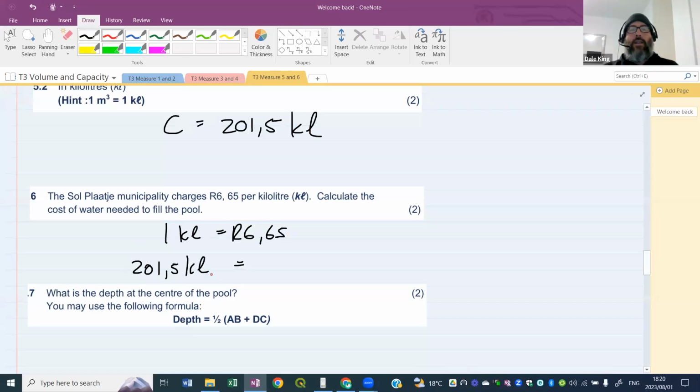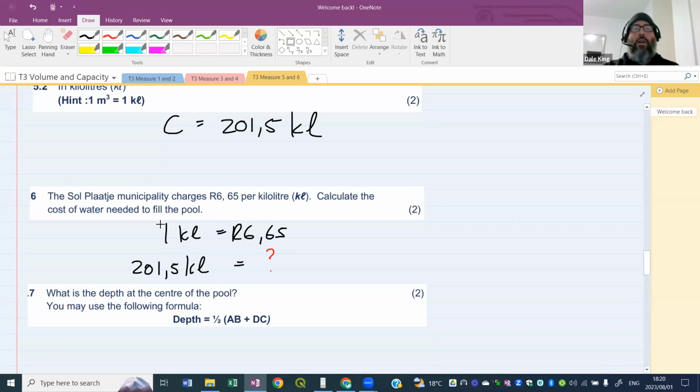Then on the other side, I put a question mark. So therefore, 201.5 divided by 1 kiloliter times 6.65 gives you 1,339.98. Absolutely. All right. So this is a very good way to work with numbers that have relationships. So we can see that there's a relationship here.